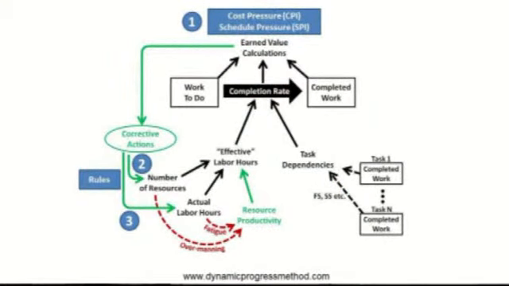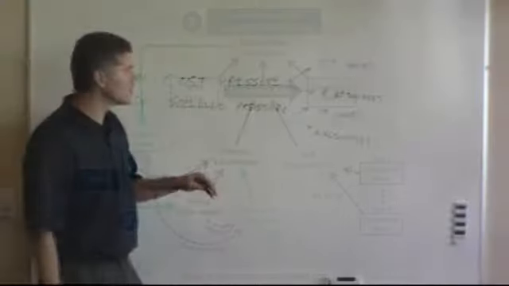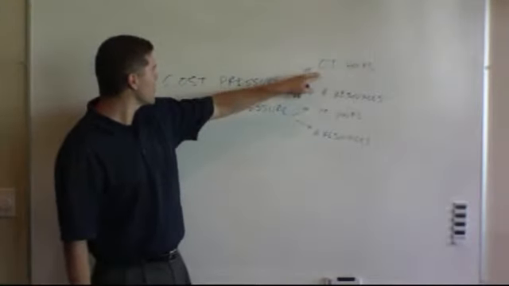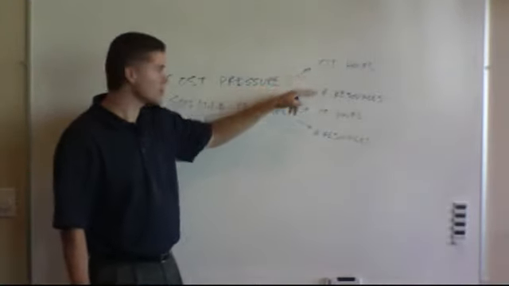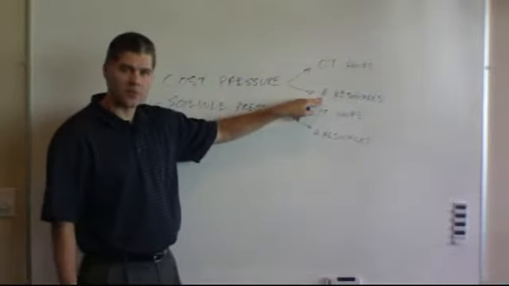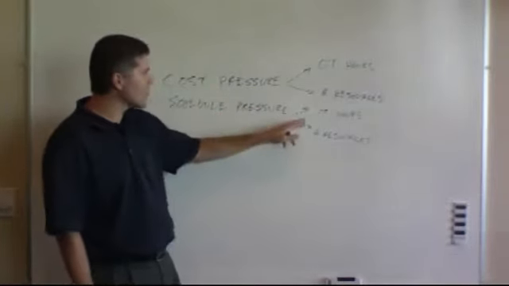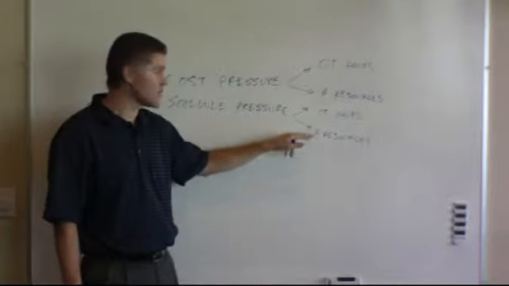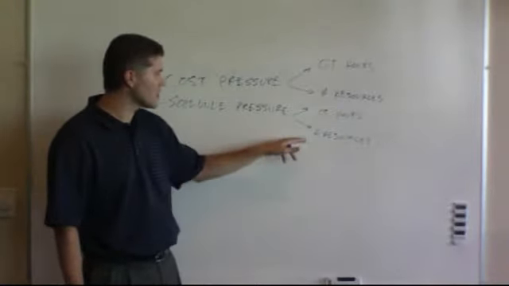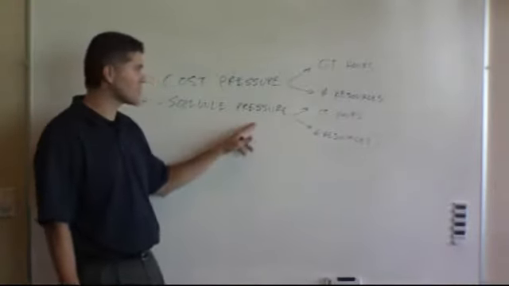So within the management policies, when we set a management policy, we have 4 rules that you get to choose. One is, how are you going to adjust overtime based on cost pressure? How are you going to adjust the number of resources based on cost pressure? How are you going to adjust overtime based on schedule pressure? And how are you going to adjust the number of resources based on schedule pressure?